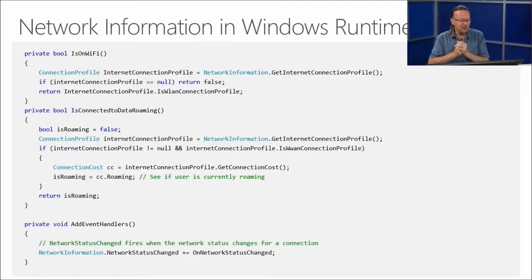And there's also the NetworkInformation.NetworkStatusChanged event, which you can see at the bottom. You can hook that and get an event firing when the network status changes. So again, you hook that event and then make these other calls to find out a bit more information about the network you're currently connected to.